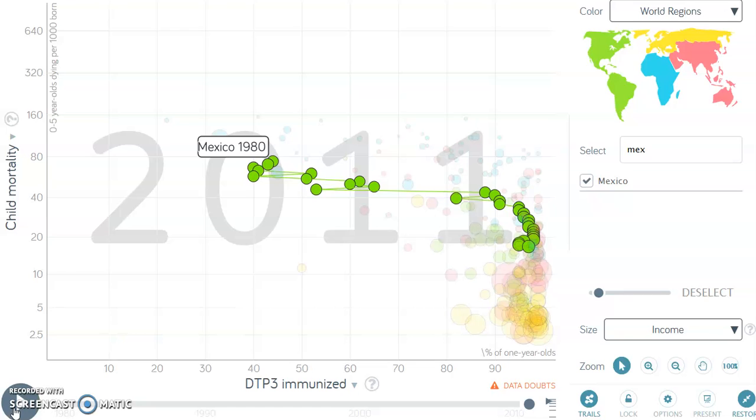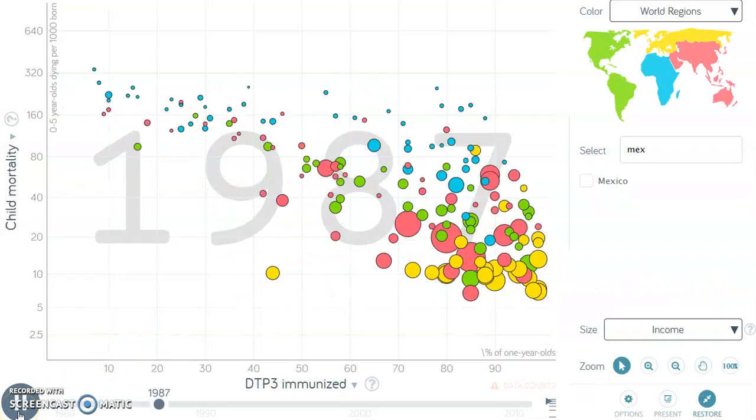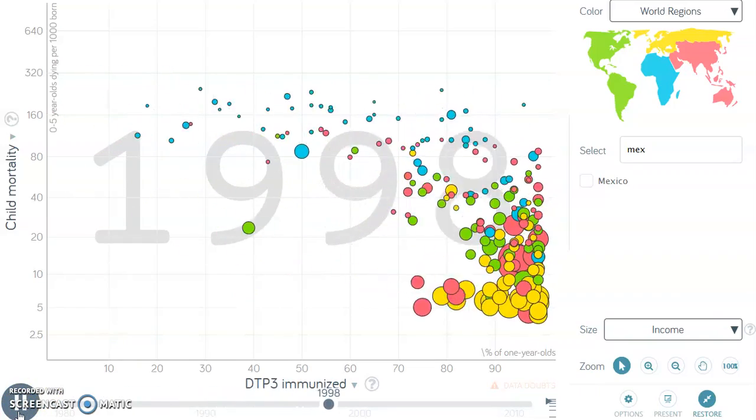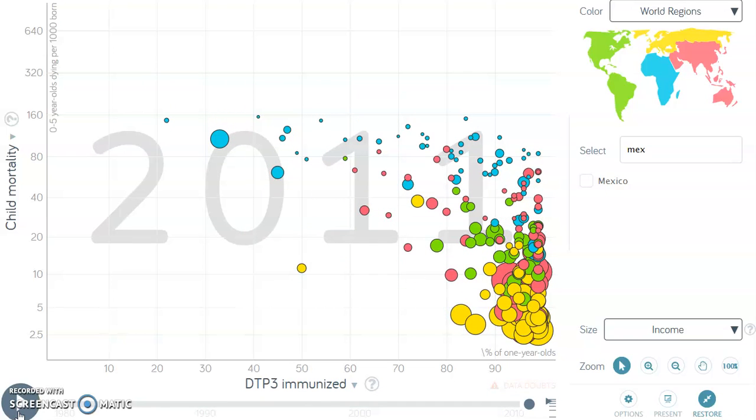Now you'll notice that the bubble size represents income and perhaps shows a stronger relationship. Now it makes for a bit of a messy map, but it clearly shows a correlation between increased wealth and improved childhood survivability, with the lowest incomes experiencing the highest childhood mortality rates, even those countries with high vaccination rates, like these up here.